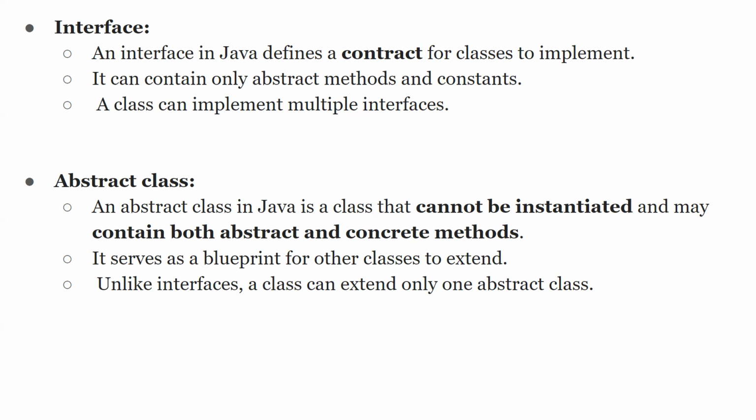A class can implement multiple interfaces. In Java, it's not possible to extend multiple classes, but it's possible to implement multiple interfaces. That's why we are advised to use interfaces instead of abstract classes. In the case of an abstract class, we can only extend one class, but we can implement multiple interfaces. So it's better to use interfaces.